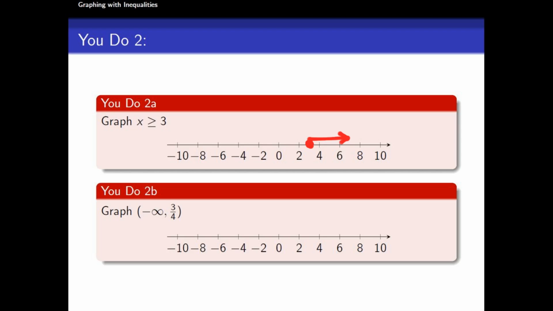Okay, let's look at the next one. Graph all the way from -infinity up to 3/4. So I'm going to find 3/4. 3/4 is about here. And it's a hollow dot. It's a hollow dot since there's a parenthesis next to 3/4. It doesn't include 3/4. And it also doesn't include -infinity, as it shouldn't. And it's everything in between. So I'm going to draw my arrow.